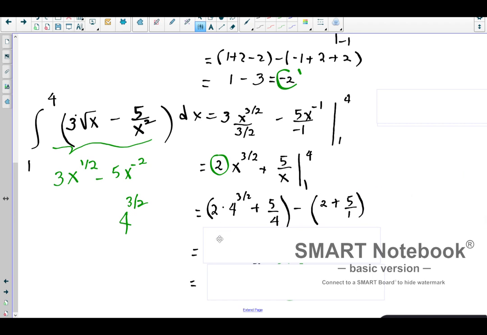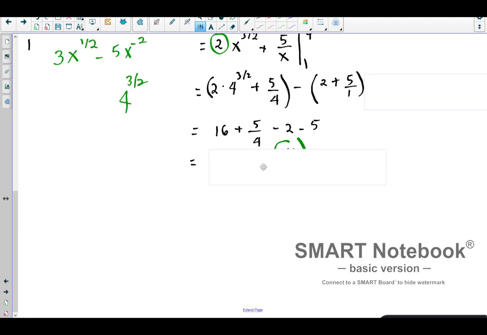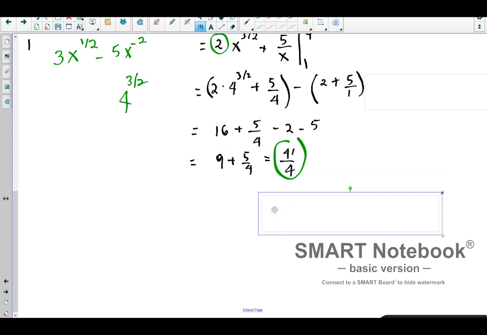8 times 2 is 16. Plus 5/4. And then 2 plus 5 is 7, but don't forget the minus sign, so it's minus 7. And you can combine the whole numbers first if you like, such as 16 minus 7 to get a 9 plus 5/4, and that will give us our final answer of 41/4.